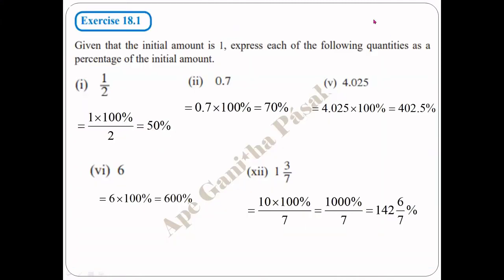Now let's see some problems in the exercise. Given that the initial amount is 1, express each of the following quantities as a percentage of the initial amount. Here also we use the previous method. We multiply all the decimals, fractions, whole numbers by 100%. We multiply by 100 with the percentage symbol.